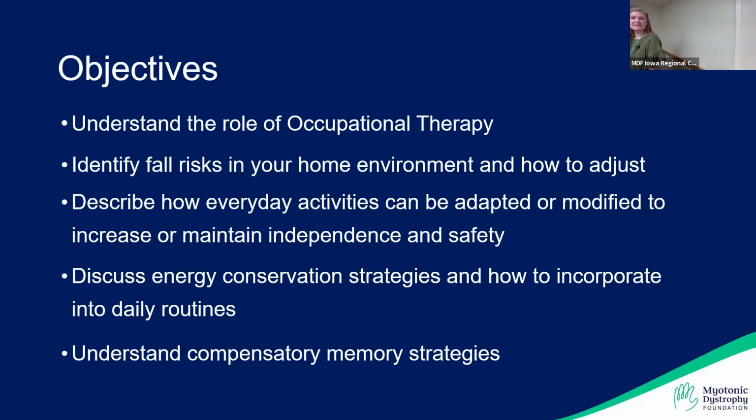Some objectives for today's presentation is first and foremost understanding the role of occupational therapy. What is it? What do we do? How does it relate to myotonic dystrophy? And then I want to go through just some helpful tips and tricks. So the first thing will be how to identify fall risks within your home environment and how you can kind of adjust for those. We'll go through just everyday activities and how they can be adapted or modified to increase or maintain independence and safety. We'll discuss some energy conservation strategies and how you can incorporate those into your everyday routine. And then we'll also talk a little bit about some memory strategies.